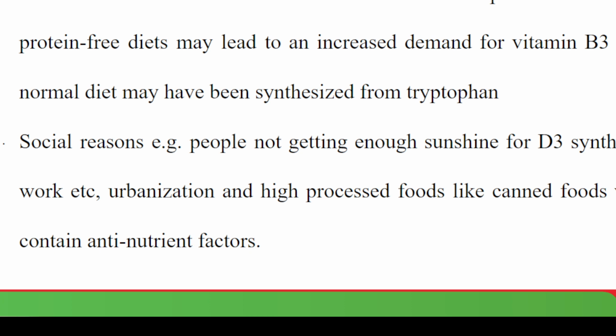Also, those who like highly processed foods like candy foods may take in anti-nutrient factors that can hinder or inhibit the absorption of particular nutrients.